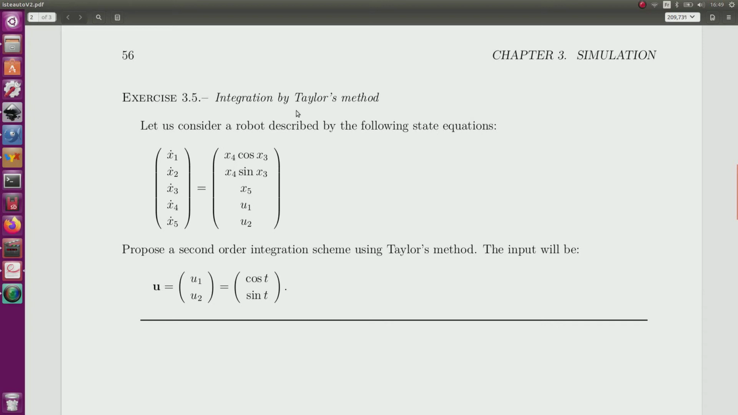Integration by the Taylor method. We have a robot described by some state equation given here, and the input u1 and u2 is known. So it's given by this analytical expression with trigonometric functions. And with this and some initial condition, I have to propose a second order integration chain to obtain numerically a solution of this differential equation.